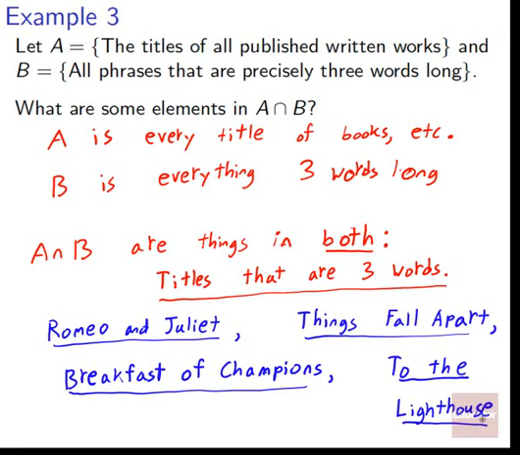So there's a lot of books out there that aren't 3 words long in the title, and there's lots of phrases that are 3 words long, like hot in here. Sorry, didn't come up with any brilliant phrases in that period of time. But any phrase that's 3 words long would be in B, and any title would be in A, but what we're looking for is the intersection of A and B, so titles that are 3 words. So Romeo and Juliet, Things Fall Apart, Breakfast of Champions, To the Lighthouse. These are all some examples from various different authors.